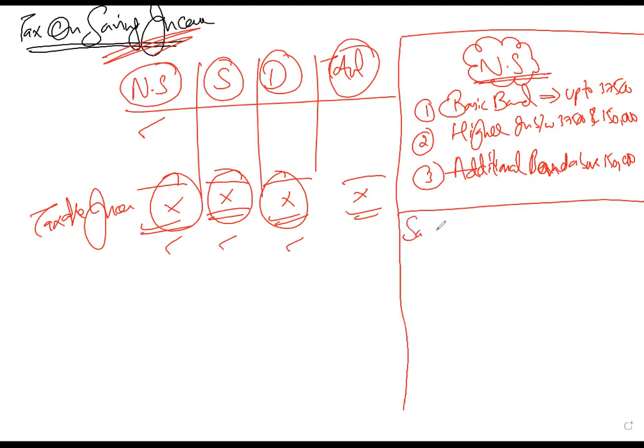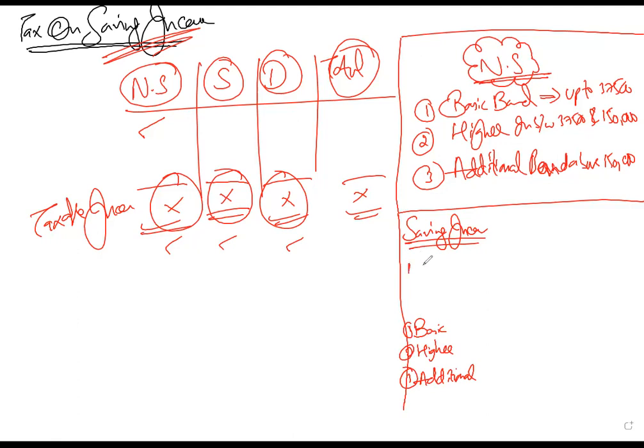In saving income, the bands will remain the same. We will have the basic band, the higher band, and the additional band. These three bands will remain constant. But in saving income, two additional bands will be introduced.